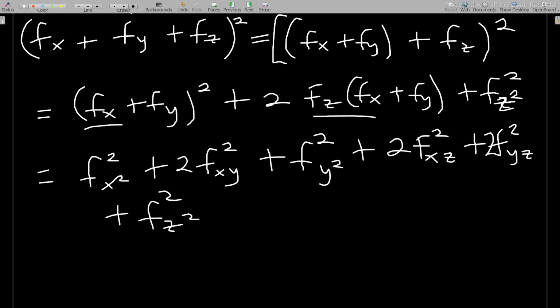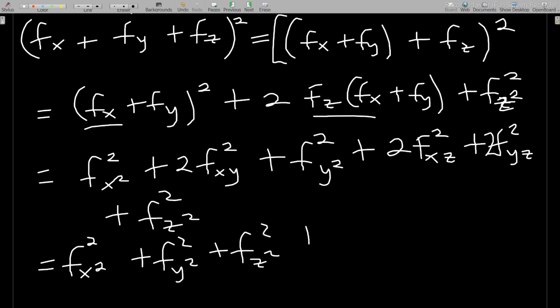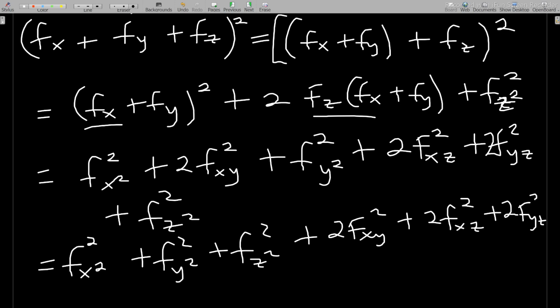If you want, you can group the squared terms together: fxx plus fyy plus fzz, like that. Then you can come plus 2fxy plus 2fxz plus 2fyz, like this. You can group them, so we have 1, 2, 3, 4, 5, 6 terms.